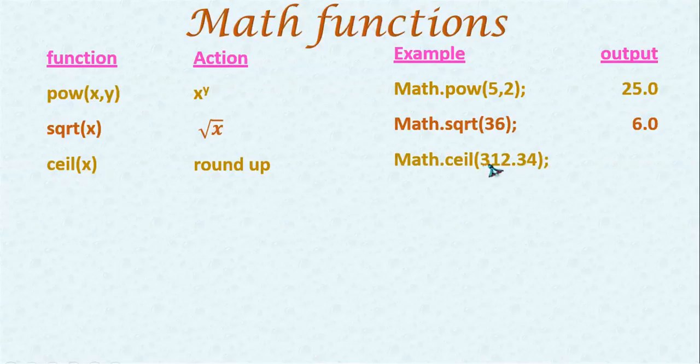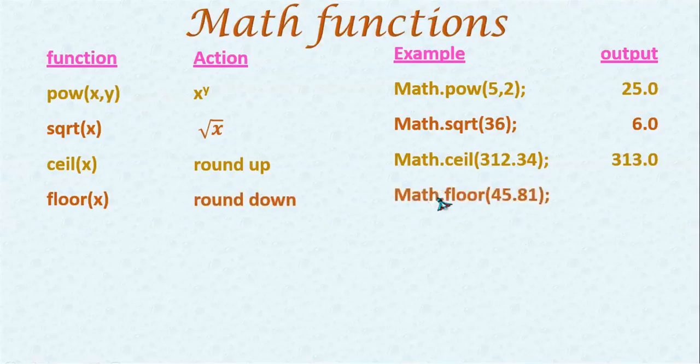For example, we have 312.34. This will round to the next higher integer value, whether the digit is lesser than 5 or more than 5, that doesn't matter. This will round up. So we will have 313 as the output. Next, we have floor of a number. This will round down a decimal number. Even if the decimal part is 5 or more than that, it will not consider it, it will only round down. So that means the decimal part is completely left out, and then it becomes only 45 here.